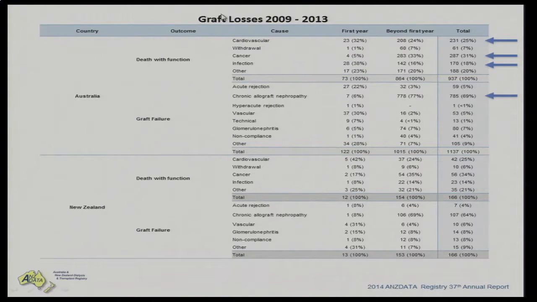To show you that graft loss, if you break that down, the cause of graft loss and death with a functioning graft, cardiovascular being important, cancer being important, and infections in our immunosuppressed patients. And chronic allograft loss, which I indicated was largely due to immunological reasons, and also probably from calcineurin inhibitor toxicity or nephrotoxicity.